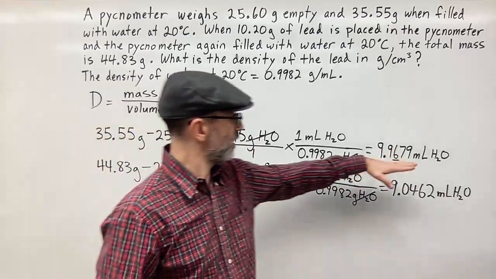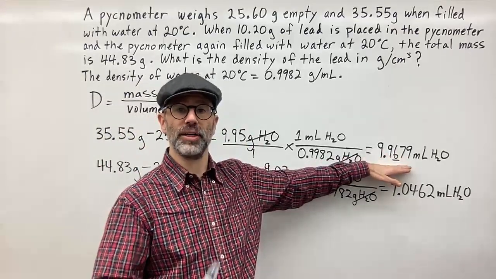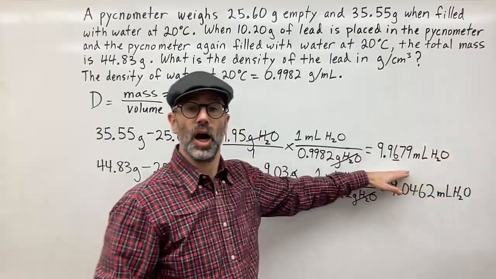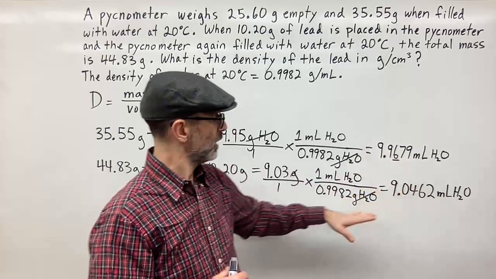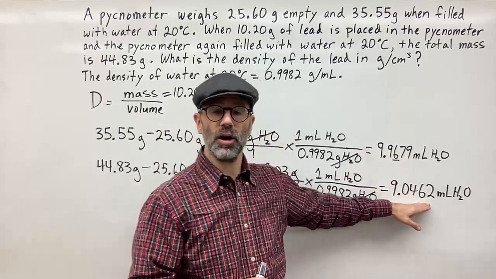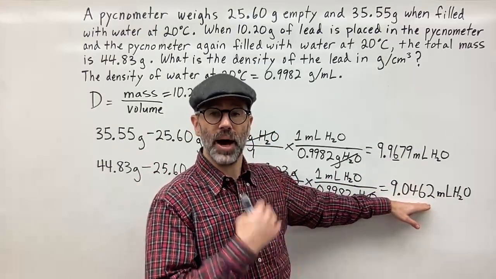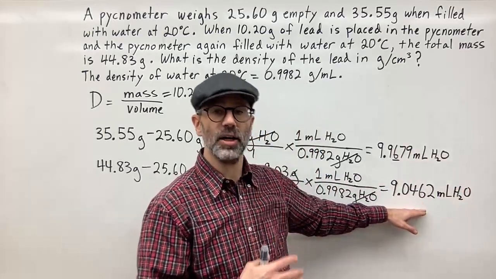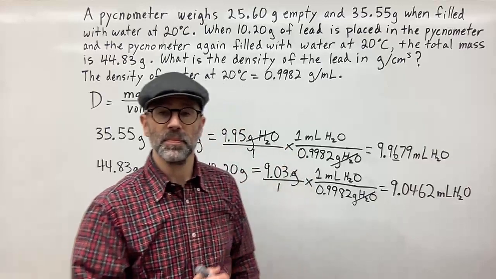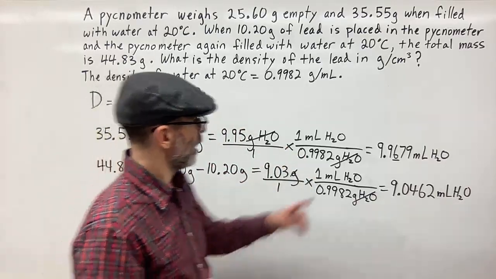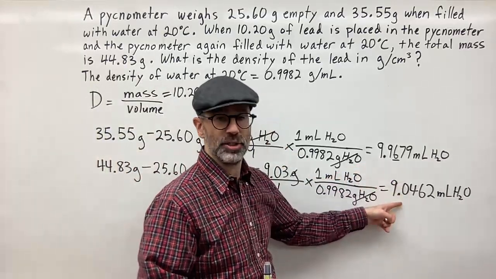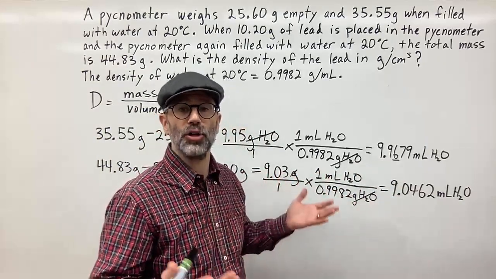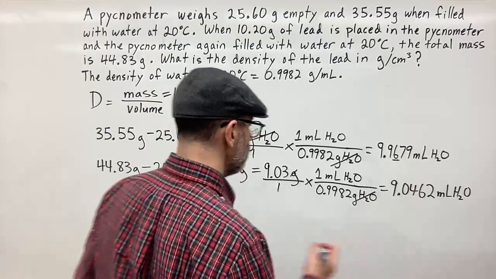So this is the volume of water that I filled the empty pycnometer with. So this is the volume of the empty pycnometer. This is the volume of the pycnometer that was taken up by the water along with the lead. So now I can subtract these two from each other, and the difference will be the volume taken up by the lead.